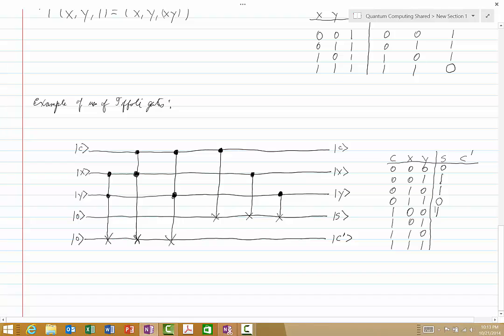But since X is equal to 1, it gets inverted to become 1 there. But then since Y is equal to 1, that 1 that's here will get inverted again back to 0, and so S will be 0.